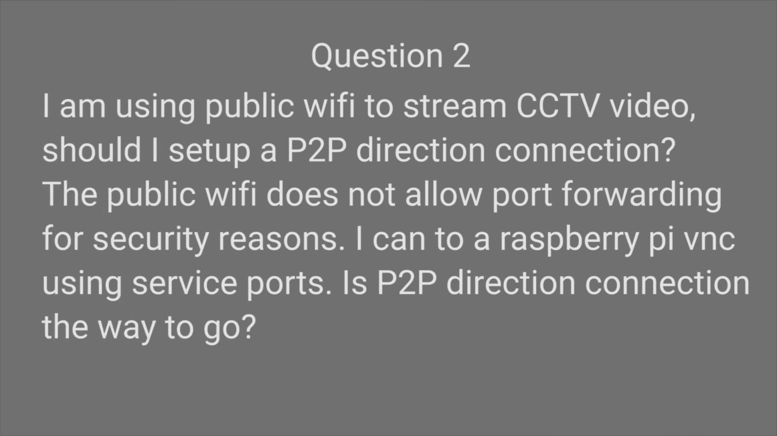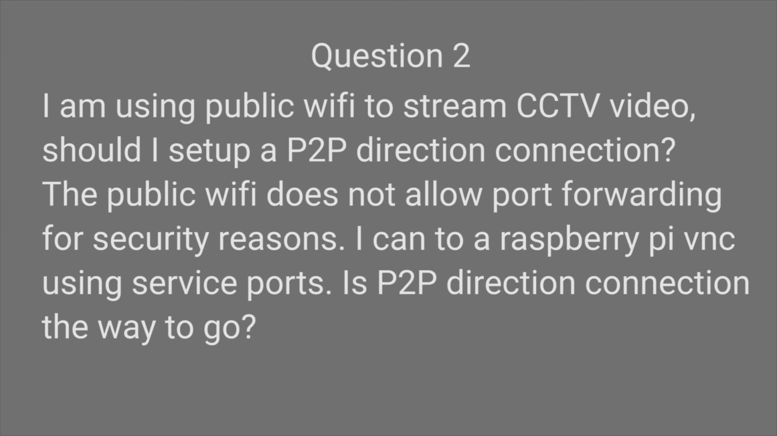Okay, the question is: I am using public Wi-Fi to stream CCTV video. Should I set up a P2P direct connection? The public Wi-Fi does not allow port forwarding for security reasons. I can connect to a Raspberry Pi VNC using service ports. Is P2P direct connection the way to go? For streaming video, unless your video is very low bandwidth, the peer-to-peer connection is in fact the preferred answer, because since the data is not being diverted through one of our proxy servers, you get the best bit rate possible.